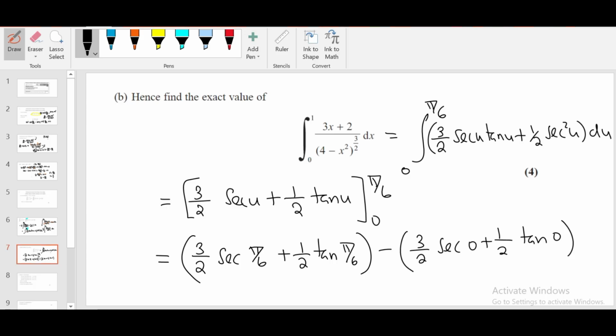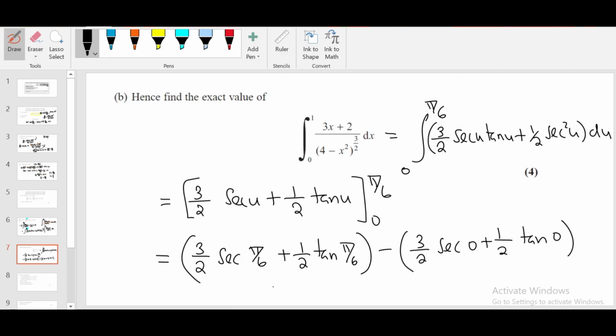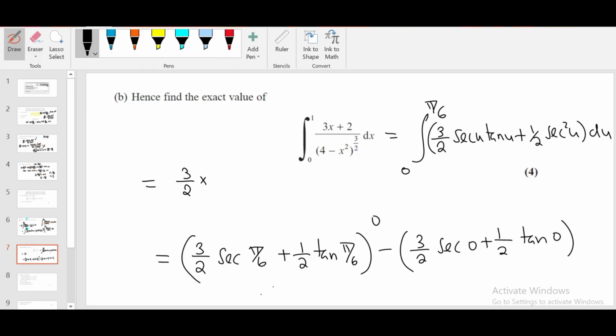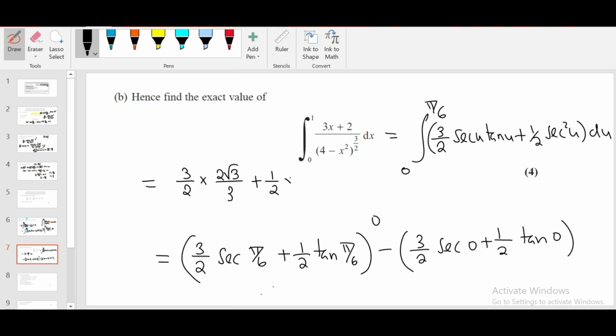Cos pi over 6 first. Cos pi over 6 is root 3 over 2. So secant would be the reciprocal of it, 2 over root 3. So here 3 over 2 times 1 over our answer. 1 over answer is 2 root 3 by 3. That would be the secant, because secant is 1 over cos, right? Plus half tan pi over 6. Tan pi over 6 is root 3 by 3. Root 3 by 3. That's the upper limit.